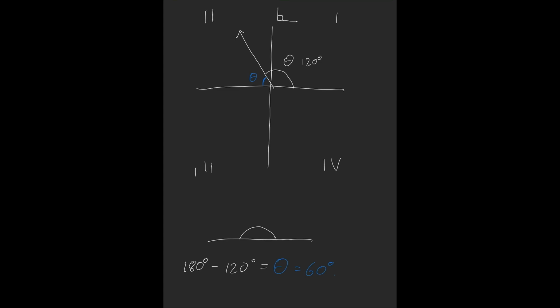This makes sense because here we have a 90-degree angle. We have 30 degrees more than 90 degrees since our theta is 120. And therefore, our theta is 30 degrees past the y-axis. That leaves 60 degrees left, and that means that our reference angle must be 60.